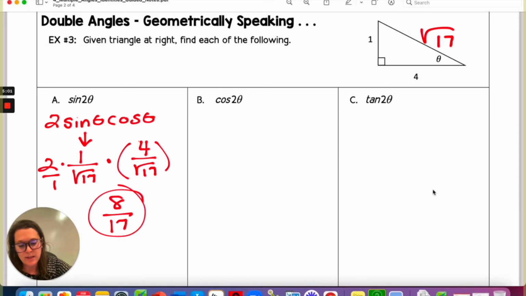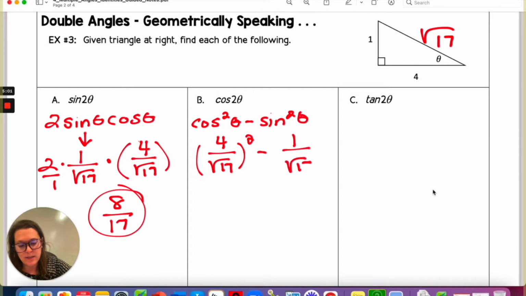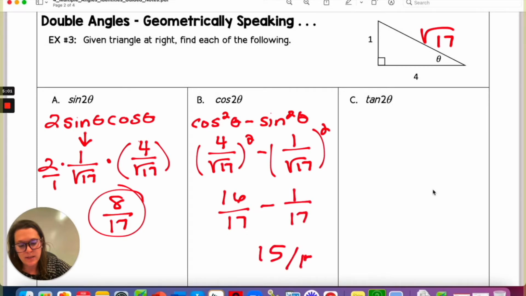Cosine of 2 theta is equivalent to cosine squared theta minus sine squared theta. So my cosine is 4 over the square root of 17, and I'm going to square that, minus my sine, which is 1 over the square root of 17, and then I'll square that. Squaring those gets you 16/17 minus 1/17, so 15/17 will be your final answer there.